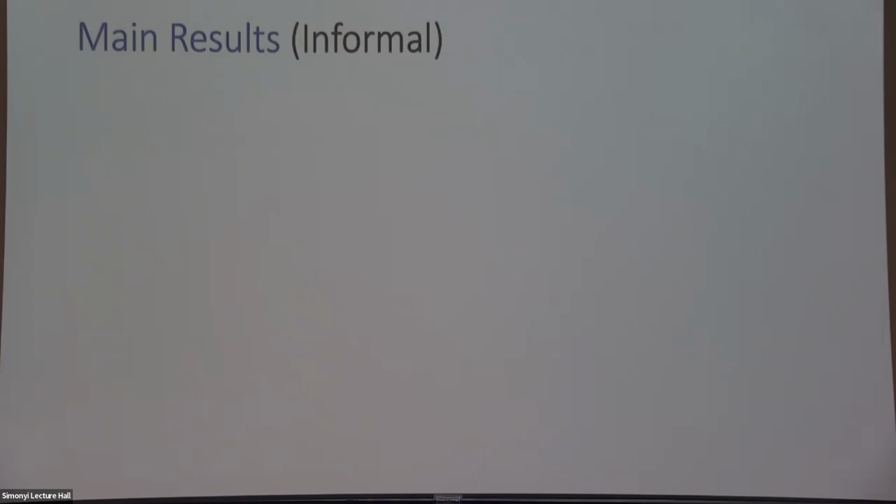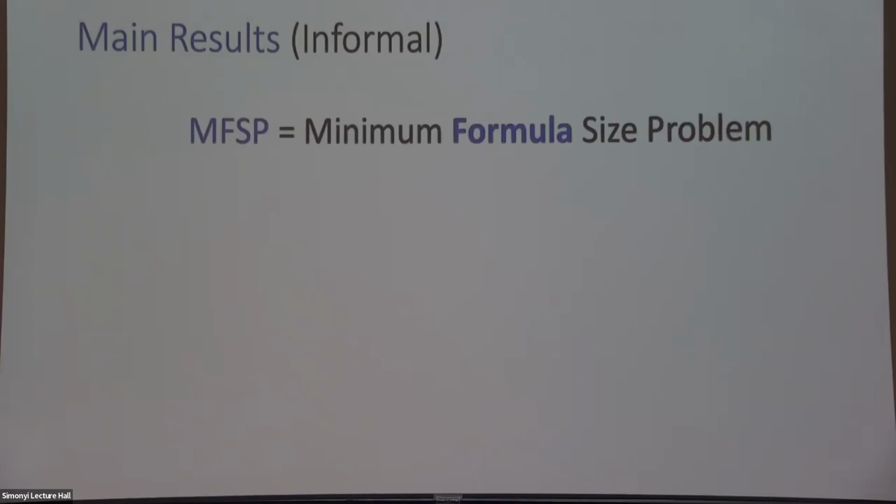And yeah, so there are two main results here. Just as a reminder, MFSP stands for the minimum formula size problem, and the first result says that if the exponential time hypothesis, which is a strengthening of P versus NP, holds, then the minimum formula size problem is not in P.